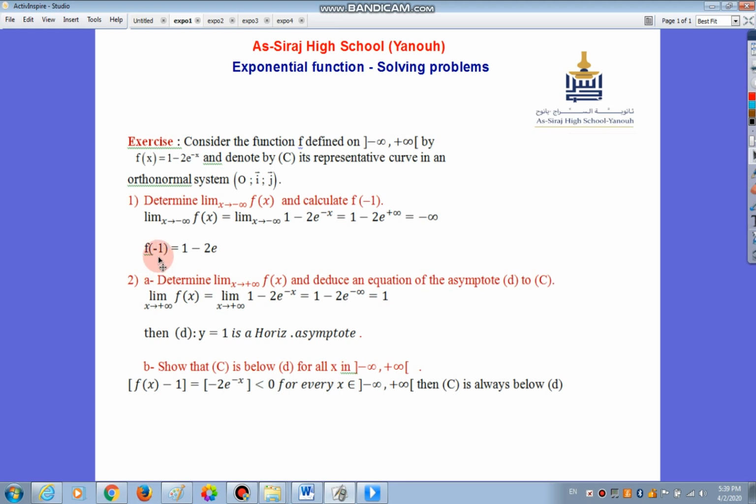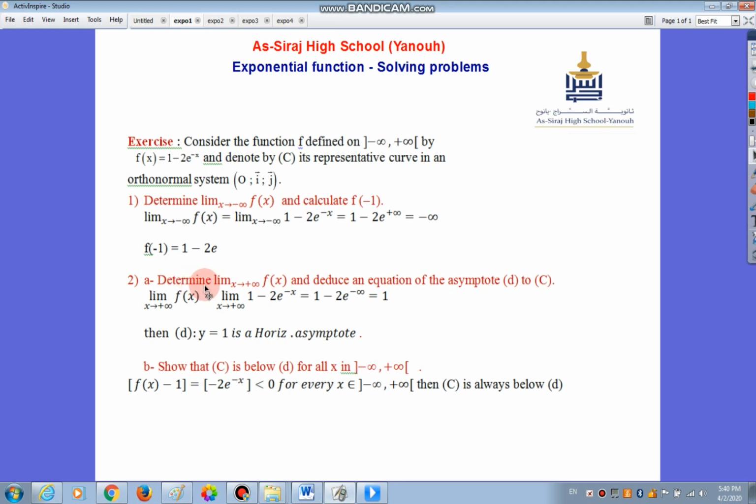Now, f of minus 1: just substitute x by minus 1, it will be 1 minus 2e power minus minus 1, which is e. So the answer is 1 minus 2e. My suggestion to my students is: leave your answer in terms of e, don't round it. Don't use a calculator here to round your answer. At the end, when we graph the curve of C, then we round this using a calculator and we plot our point as a particular point. But at the moment, use this answer as it is. Don't round it. Leave it in terms of e.